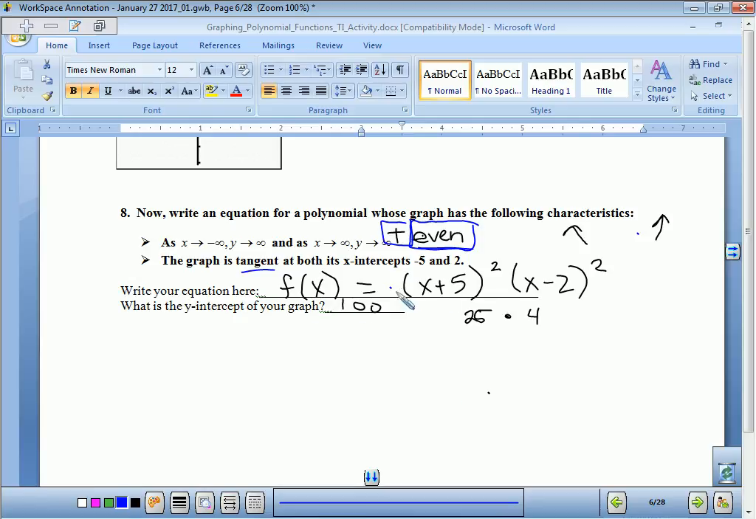Now, for my graph, what is my y-intercept? Plug in 0 for x, squared, and squared, multiplied 100. It is the point 0, 100. Now, if you put a coefficient in front, you're going to have to take whatever your coefficient is and multiply it times 100. Yes, sir.